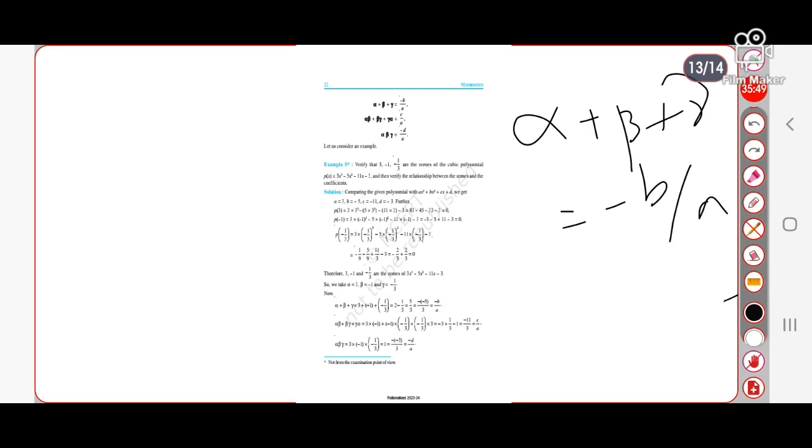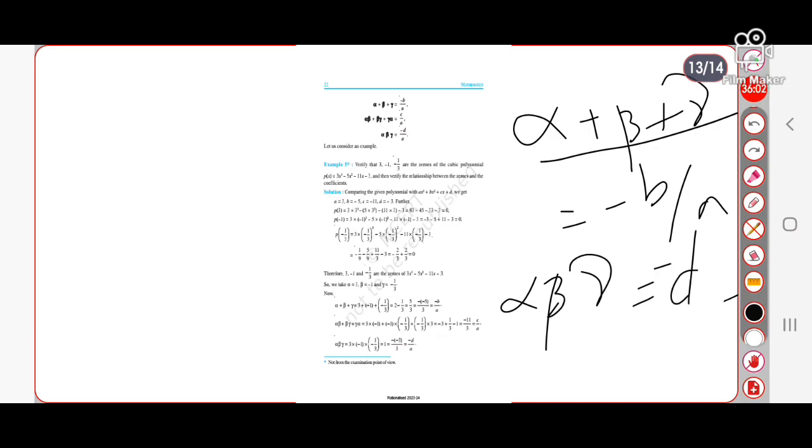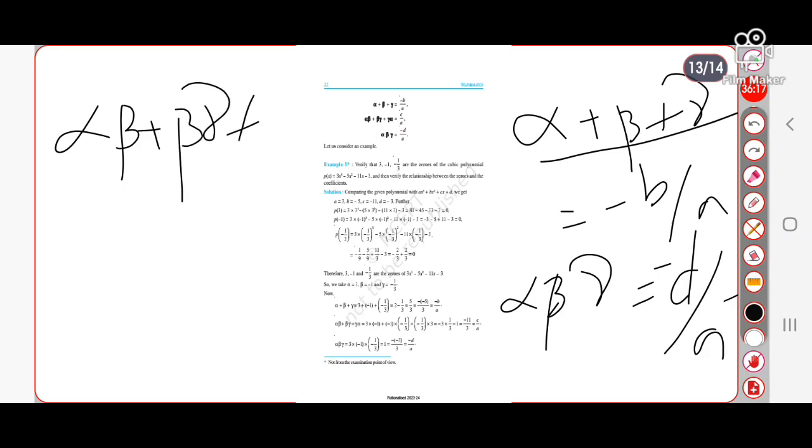Now, product of two zeros and summing up, there is a difference between these two. This is just the sum of zeros, and the product of zeros is also there, that is nothing but d by a, that is minus d by a. It is not c by a. Now c by a, what we are using c by a for, is nothing but the product of two zeros taken and summing up, that is alpha beta plus beta gamma plus gamma alpha, that is equal to c by a.